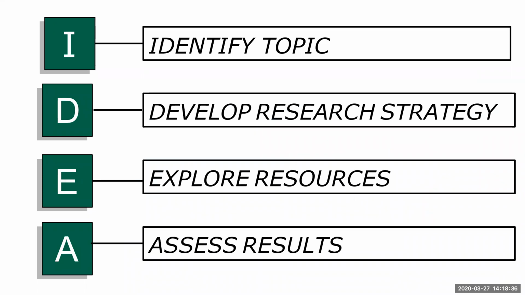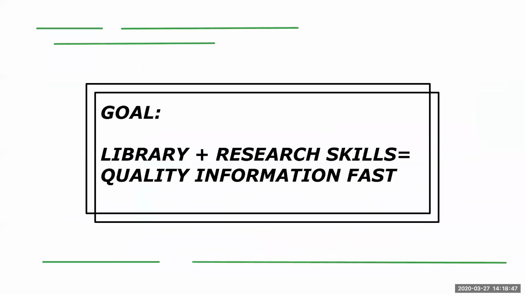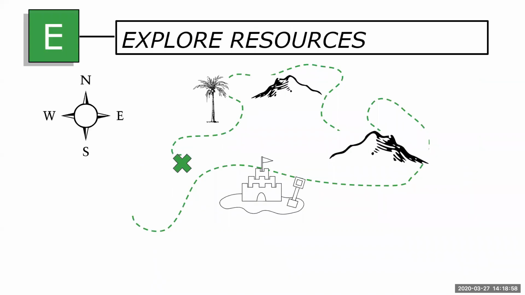You can see here the research process has been broken down into 4 major steps. These steps aren't something you go through once and then stop. You may need to make some adjustments and repeat the steps as necessary. The goal of these steps is to be able to apply research skills in the library's resources to find the best, most useful information in the quickest way possible. In this video, we'll be using the library research collection to find articles and other information to answer our research question.